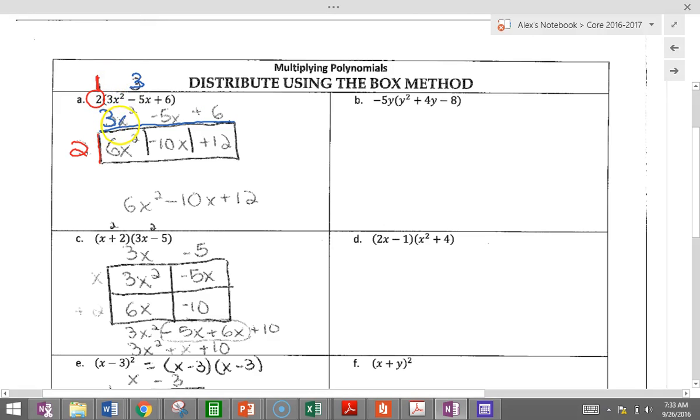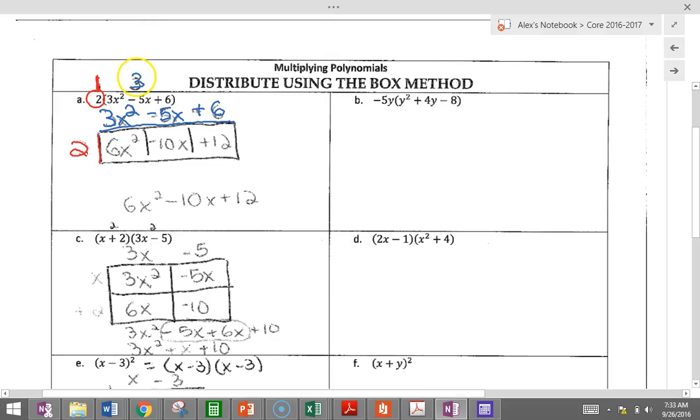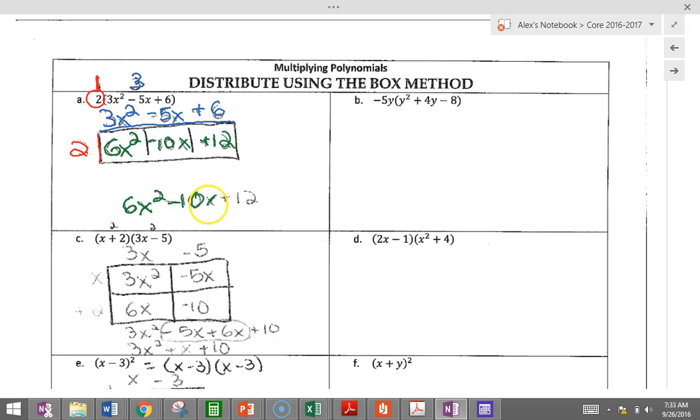And up here, I have all of those terms, 3x squared minus 5x plus 6. So I multiply all of those out, and I get 6x squared. 2 times negative 5x is negative 10x, and 2 times 6 is positive 12. And that is simply my answer. I have to look to see if I have any like terms I can combine. And this one I don't. I have an x squared, I have an x, and I have a constant. None of those are like terms, so that's just my answer.